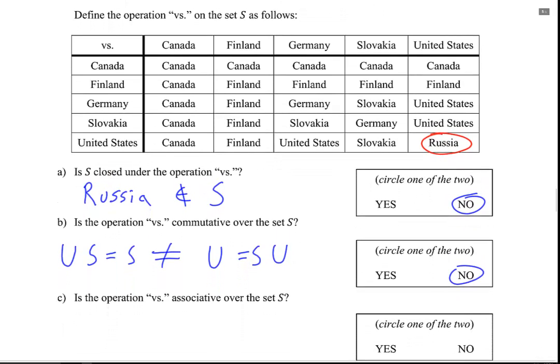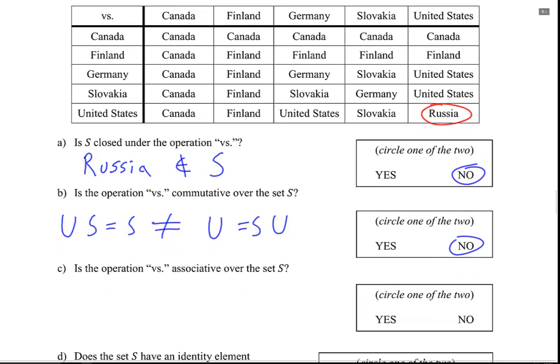Associativity is a little bit more tricky. So with associativity, you're always checking this equation. So let's just write down in general. It's (A verse B) verse C compared with A verse (B verse C), where the brackets are either on the first part or the second part. And you're always interested in whether that equation is equal or not when you're checking associativity.